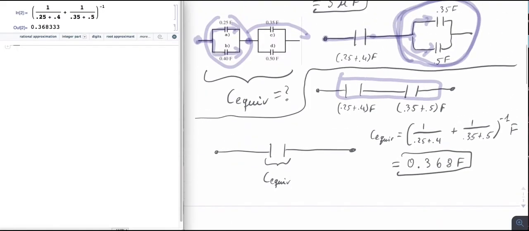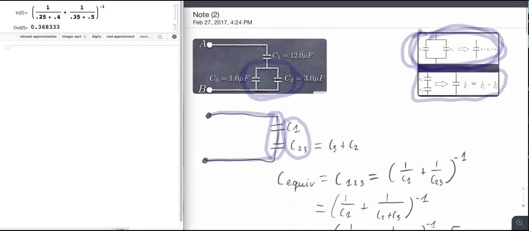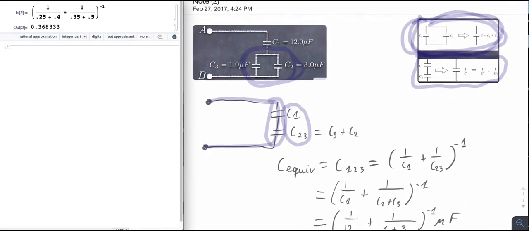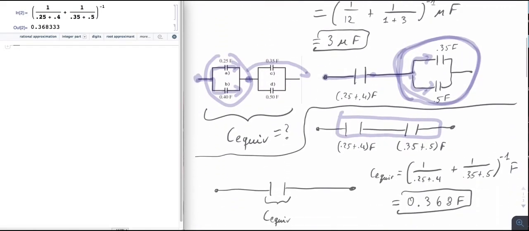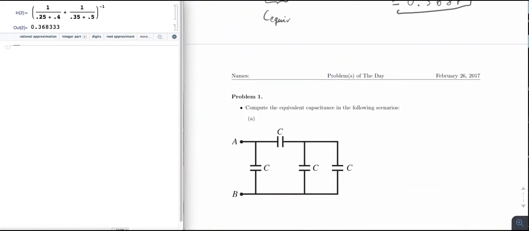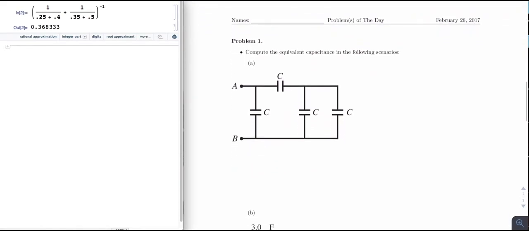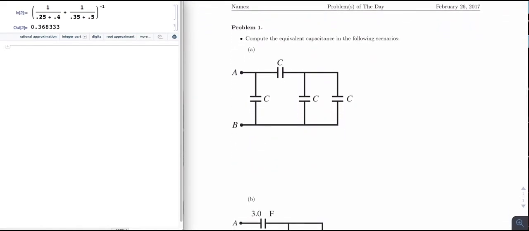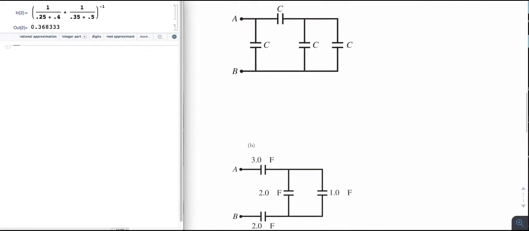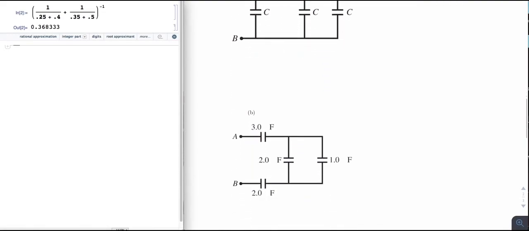Okay, again, same concept. We want to address the ambiguity. We want to use our addition laws for capacitors in either series or parallel. Let's look at another example, problem of the day sheet. So problem 1, part A, compute the equivalent capacitance in the following scenarios. So we have A and B, so we have two networks of capacitors.